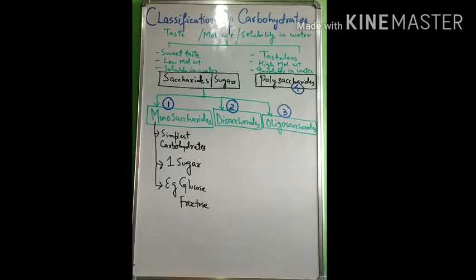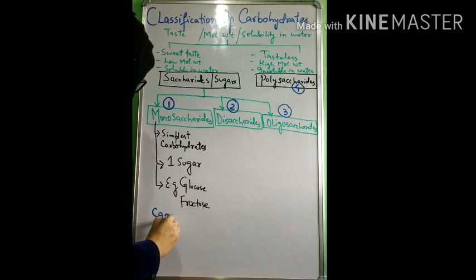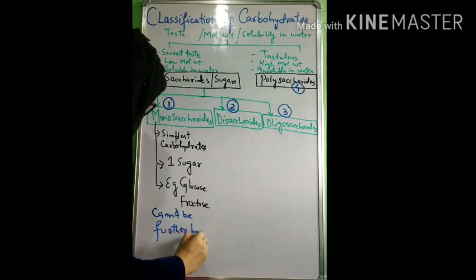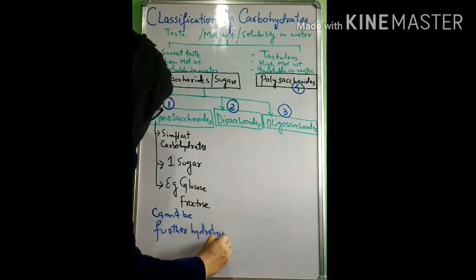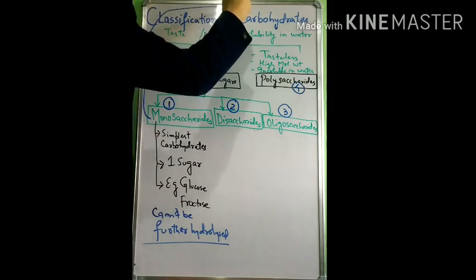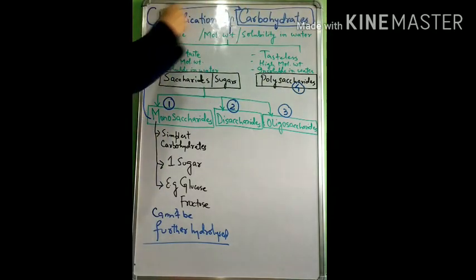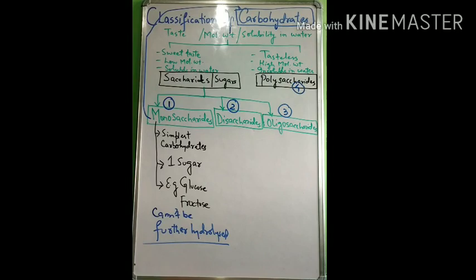And there is one more thing you can remember about these monosaccharides, that they cannot be further hydrolyzed normally. When you talk about normal monosaccharides, they cannot be further hydrolyzed into simpler monosaccharides. These monosaccharides are actually the building blocks of your carbohydrates. So what is going to be the building block of the carbohydrate? It's the monosaccharide.